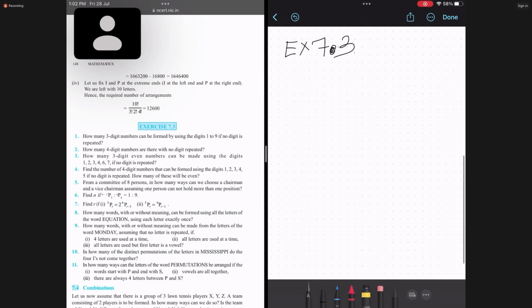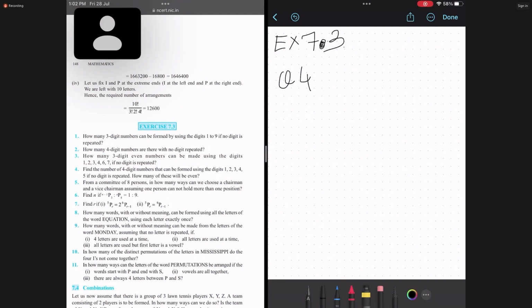Question number 4. Find the number of 4-digit numbers that can be formed using the digits 1, 2, 3, 4, and 5. If no digit is repeated, how many of these will be even? Correct. So this question can be divided up into 2 parts. The first part asks us how many 4-digit numbers are possible straight up. We have to do nothing but permute 4 digits out of the 5 digits that have been given to us, and we will arrive at our answer.